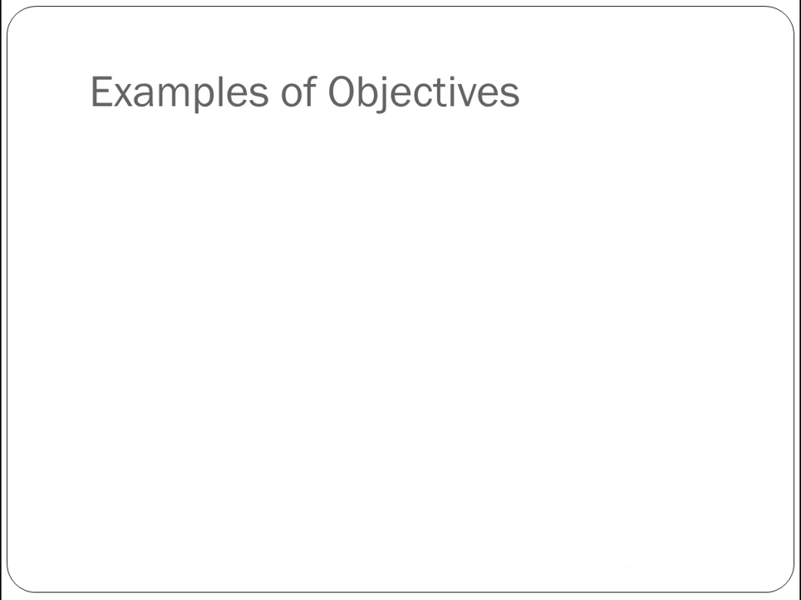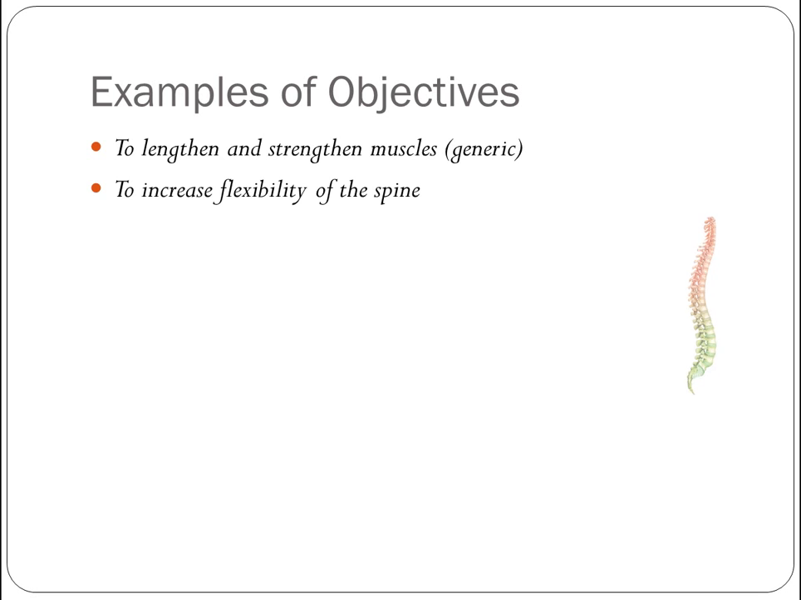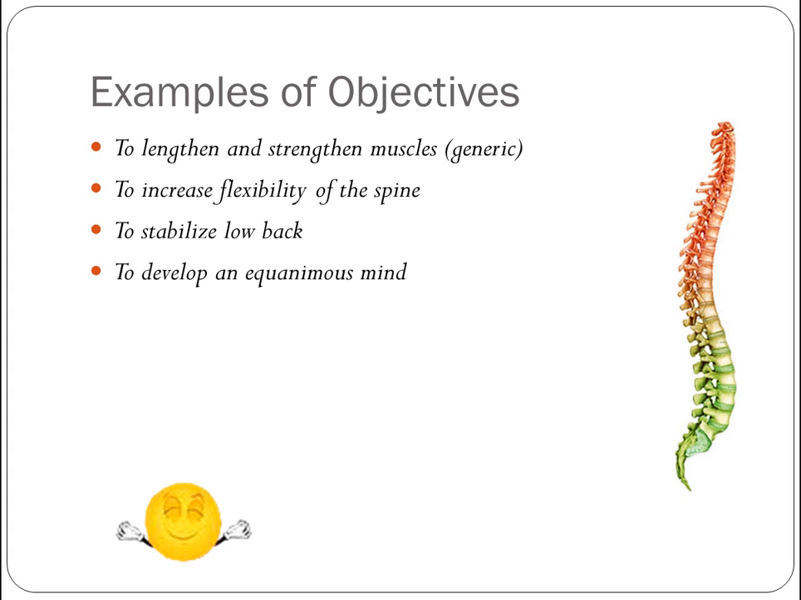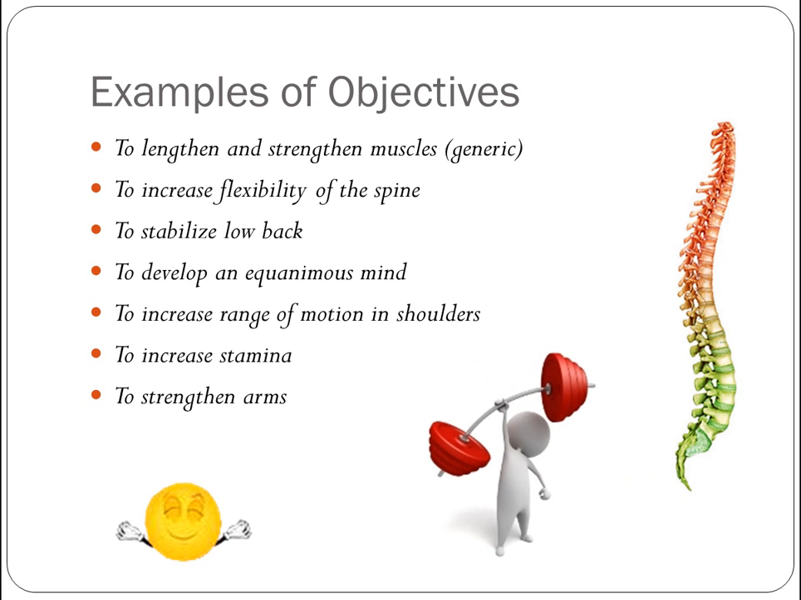Here are some examples of objectives for yoga classes. A generic objective that would fit almost every yoga class would be to lengthen and strengthen muscles. More specific objectives include to increase flexibility of the spine, to stabilize the low back, to develop an equanimous mind, to increase range of motion in the shoulders, to increase stamina, to strengthen the arms, to develop core strength.